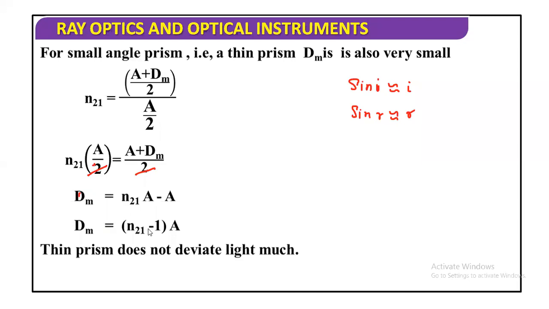So from this formula we can compare the deviation offered by a thin prism and the deviation offered by a thick prism. We can conclude that a thin prism offers very small deviation, or the thin prism does not deviate light much. Very small deviation will be there as compared to the thick prism. So that's all for today.